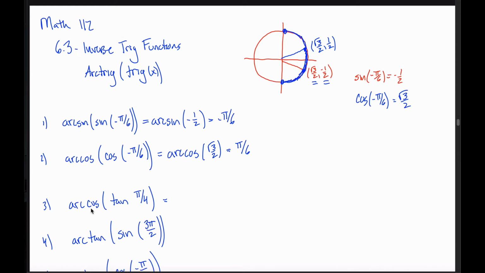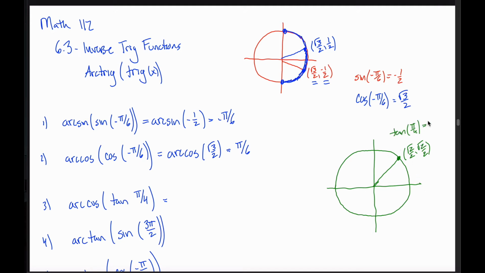On this third one, we want the arc cosine of the tangent of pi over 4. First question, what is the tangent of pi over 4? Well, how well do you know your unit circle? Pi over 4 is this angle that's kind of on the diagonal here. The x-coordinate is the square root of 2 over 2. The y-coordinate is the square root of 2 over 2. So the tangent is the y-coordinate divided by the x-coordinate, root 2 over 2, divided by root 2 over 2, which is just 1. What I'm saying is that the tangent of pi over 4 is just equal to 1, so I can replace these parentheses with the number 1.